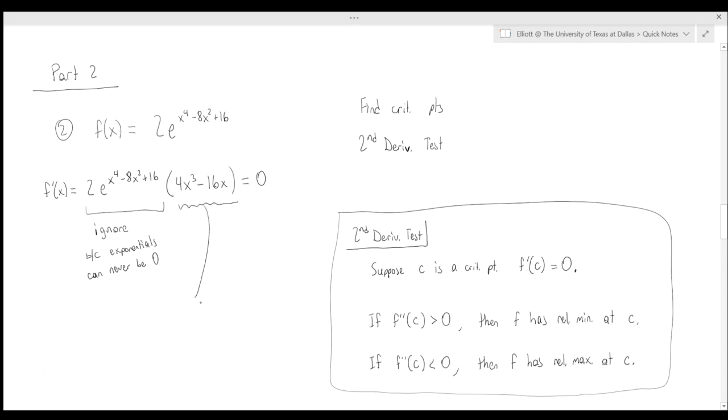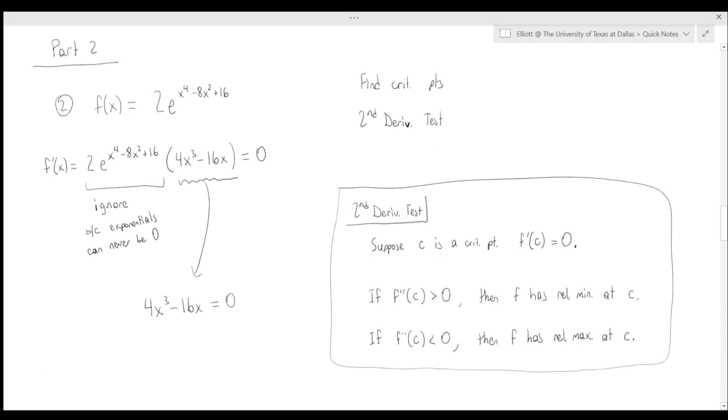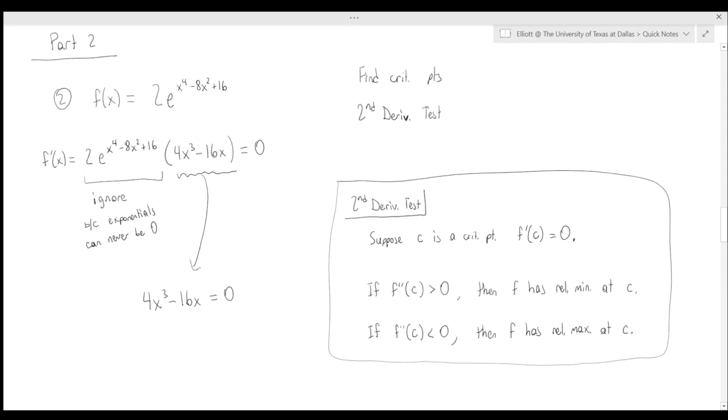So therefore, I'm just going to take that part, bring it down, and just set this part equal to 0. And we'll solve for x from that to get the critical points. So to solve for x, we can factor out a 4 and an x from both terms. That will leave us with an x squared from the first term, and a minus 4 in the second term.